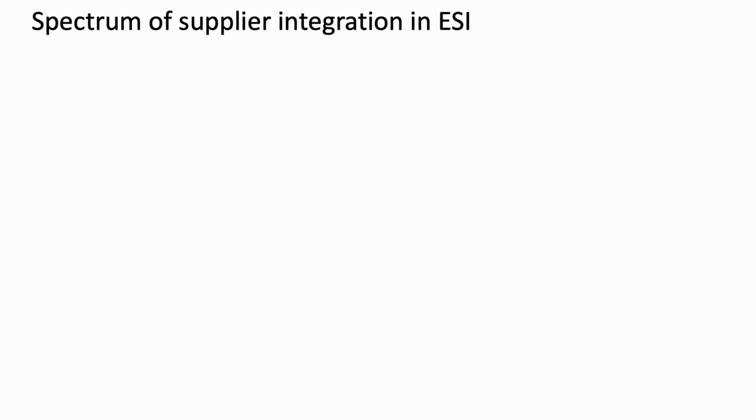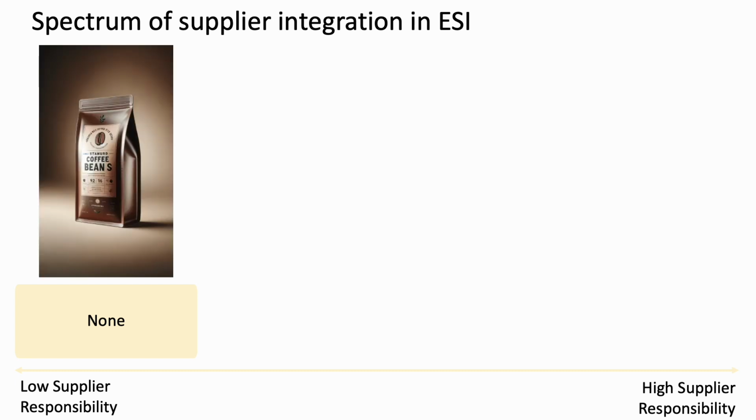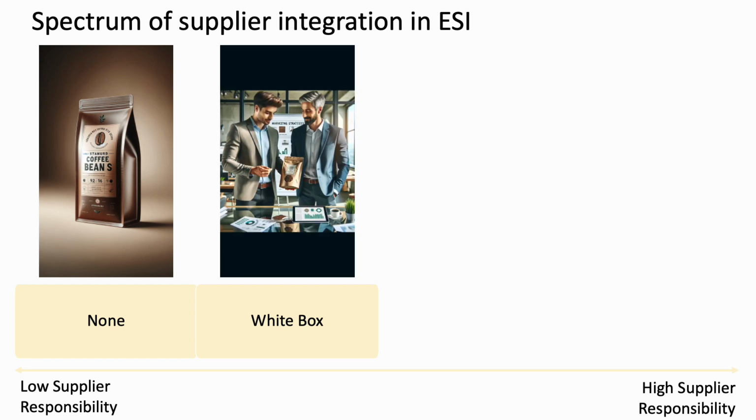Supplier involvement in ESI can vary, and it spans a spectrum from none to black box. At the none end, the coffee shop might simply purchase prepackaged coffee beans without any involvement from suppliers in the production or sourcing process. This approach is akin to a make-to-print scenario where the supplier strictly adheres to the specifications provided by the coffee shop. Moving along the spectrum, in the white box phase, the coffee shop might consult with suppliers regarding the design of their coffee packaging. For instance, they may seek advice on the most sustainable packaging materials or the most visually appealing designs to attract customers.